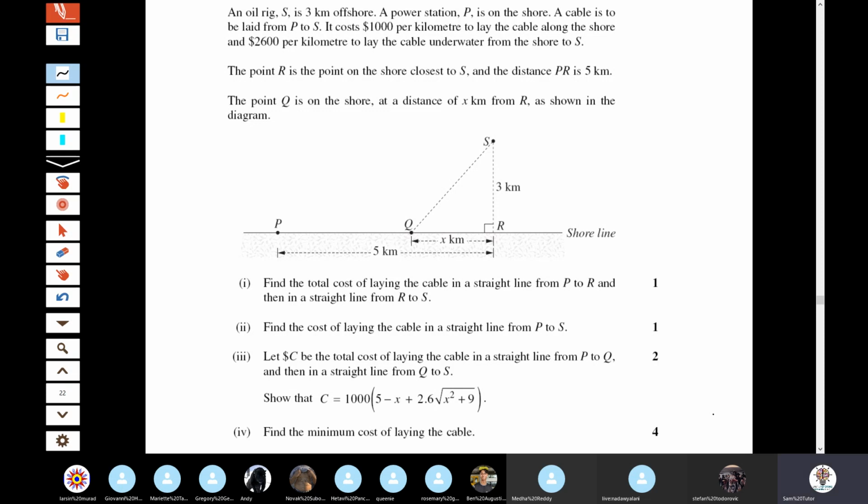Find the total cost of going from P to R and then R to S. So P to R we said is 5 times 1,000 plus R to S is 3 times 2,600, and what's the total cost of that? 12,800. Thank you. 12,800.